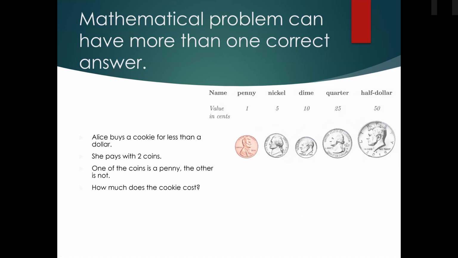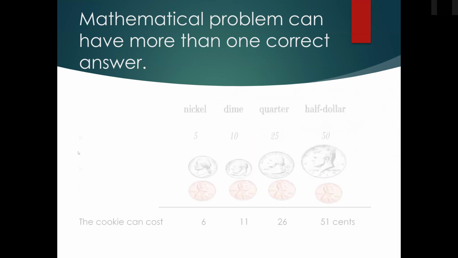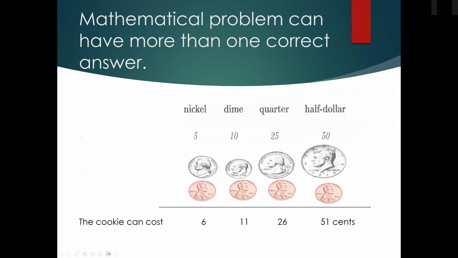But yeah, when you're doing this problem, basically what we're going to do is add all possible combinations of the penny and the nickel, the penny and the dime, the penny and the quarter, and the penny and the half dollar. We can even do like a penny and a penny. Actually, no, because the other is not a penny. Okay, now that we've got this straight, let's look at the answer. As you can see here, we're adding up the different coins and the penny. So the cookie can cost 6 cents, 11 cents, 26 cents, and 51 cents.